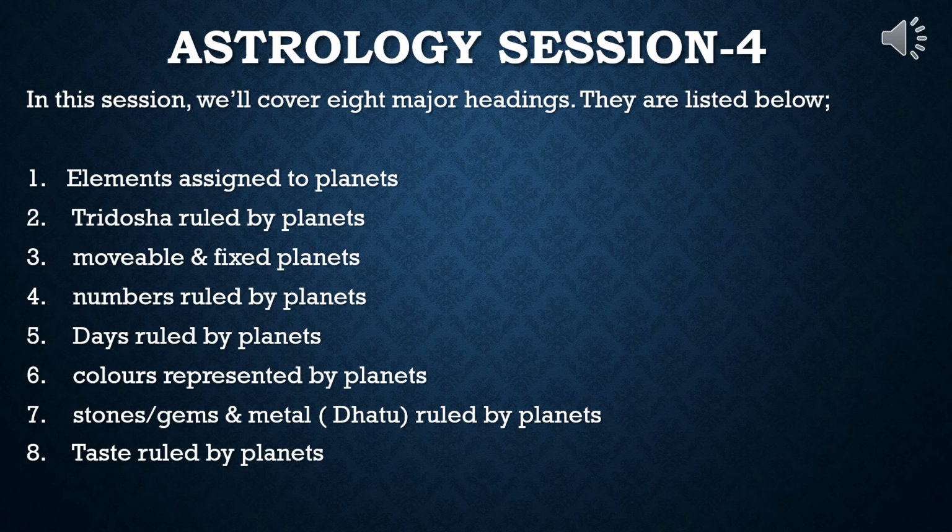Astrology Session 4. In this session, we will cover 8 major headings. They are listed below. Number 1. Elements assigned to planets. Number 2. Three dosa ruled by planets. Number 3. Movable and fixed planets. Number 4. Numbers ruled by planets. Number 5. Days ruled by planets. Number 6. Colors represented by planets. Number 7. Stones or gems and metal dhatu ruled by planets. And number 8. Taste ruled by planets.